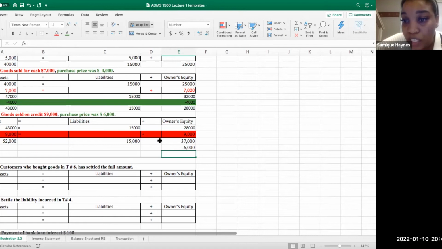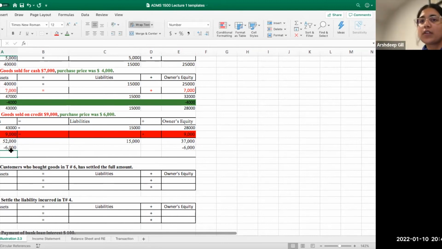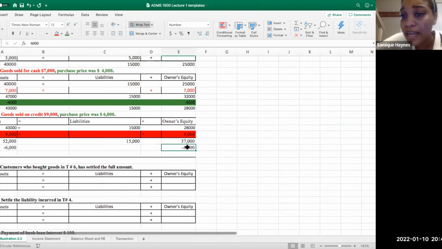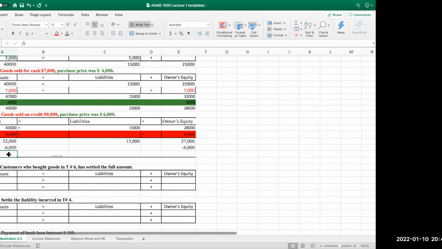And what else goes? Somebody says assets decreased by 6,000. Can anybody tell me why assets are going down now? What's causing the assets to go down? Inventory goes down. That's right. And why does the equity go down again? Because it is an expense. Exactly. Good. Perfect. Good job, friends.